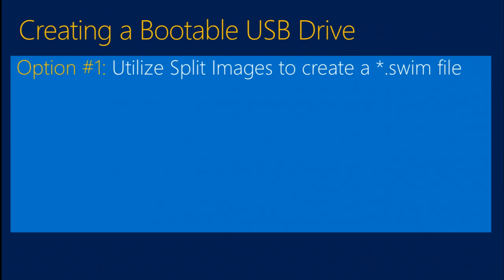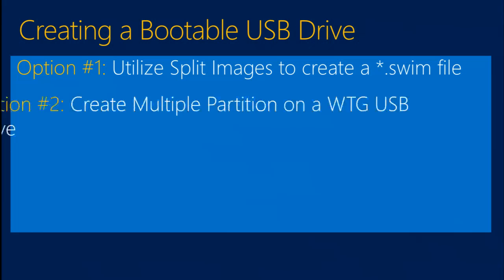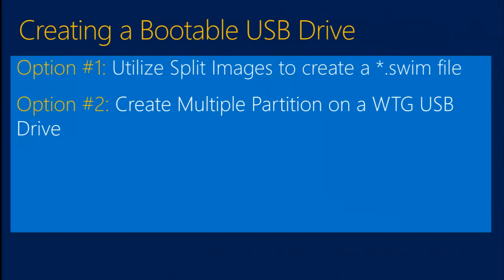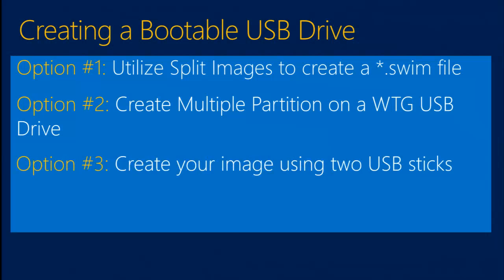There are multiple ways to do it, but what it does is it allows you to have the content stored on a single disk or a single USB, and then have additional content ported over to a secondary or tertiary USB. You can create multiple partitions on your Windows To Go USB drive, which is kind of what I'll show you guys when we get to the actual viewing of that process. And then you can create your image using 2 USB sticks, which we'll build momentarily here as well. So there are a number of options.